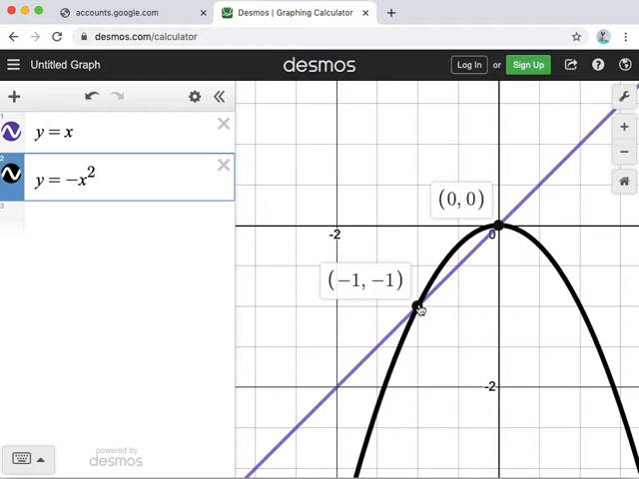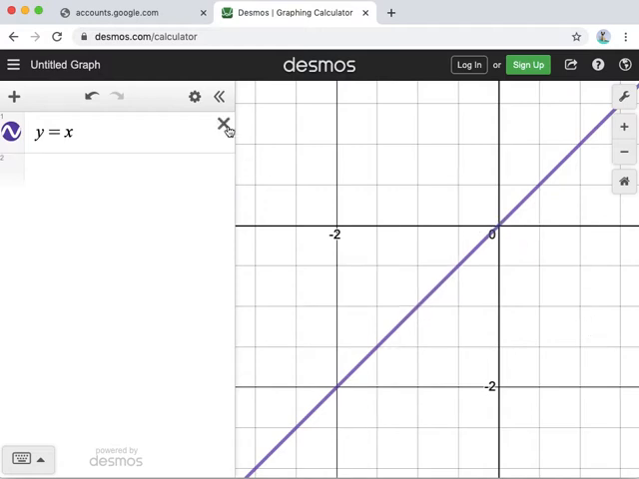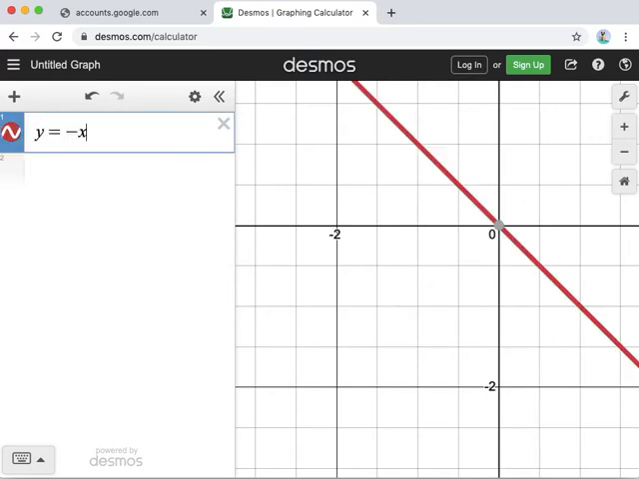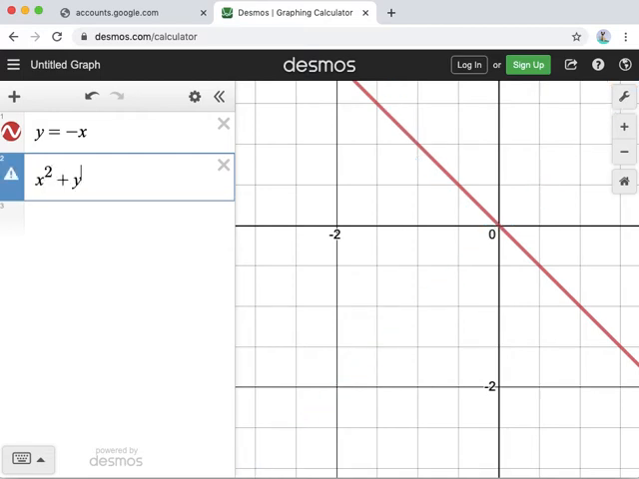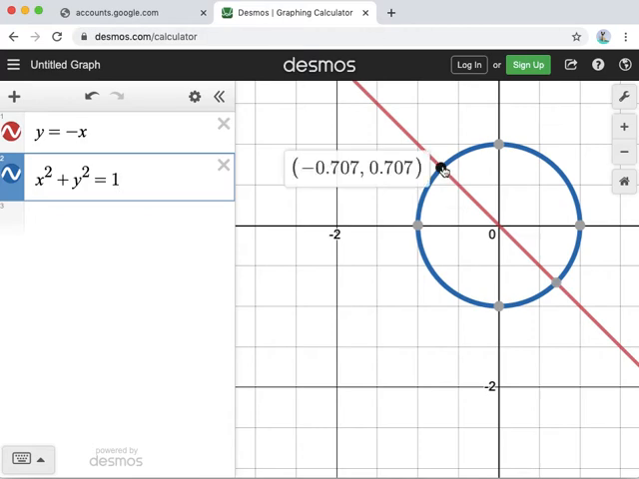Now let's look at exercise 3. Exercise 3 says, does the line y equals negative x intersect the circle x squared plus y squared equals 1? We'll put that one in, and we can see that they do intersect. So we would have two very real solutions, here and there.